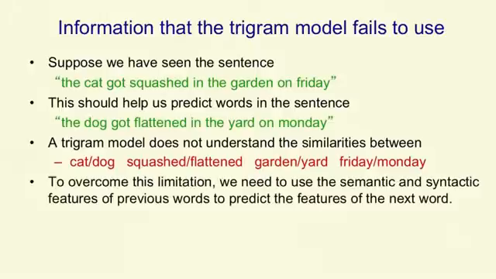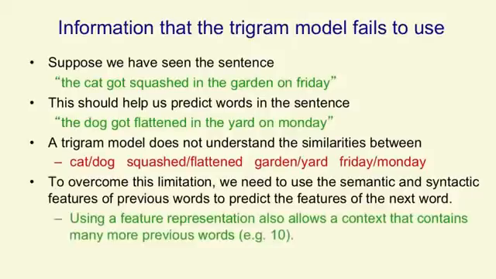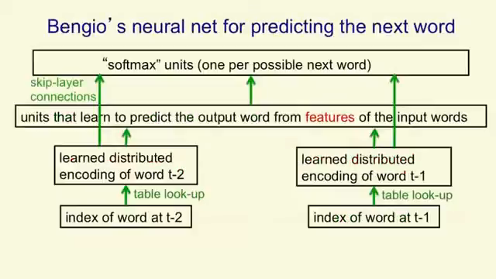To overcome this limitation, what we need to do is convert the words into a vector of semantic and syntactic features and use the features of previous words to predict the features of the next word. Using a feature representation allows us to use much bigger contexts that contain many more words, for example 10 previous words. Yoshua Bengio pioneered this approach for language models, and his initial network for doing this looks rather familiar.